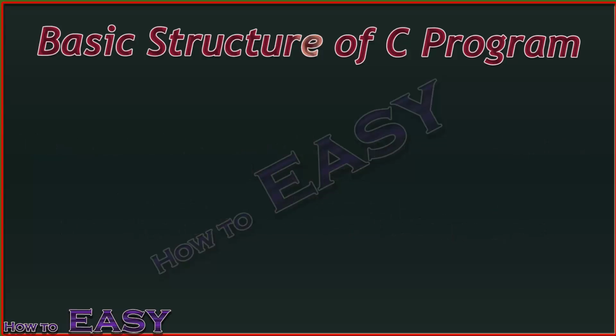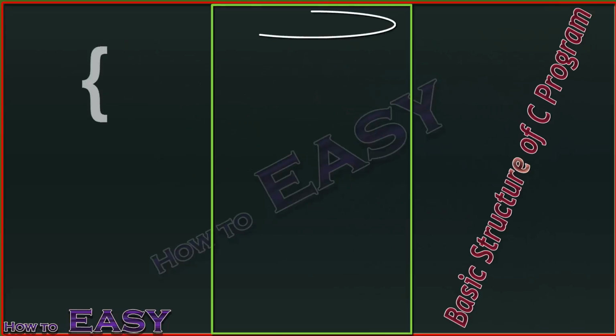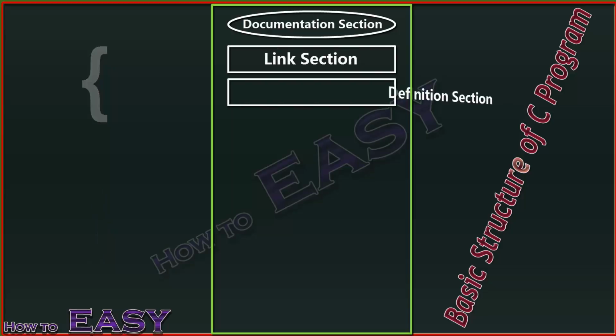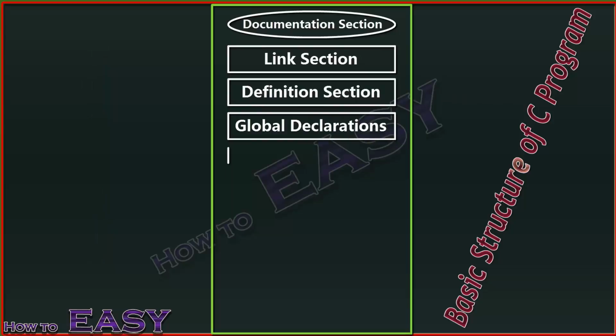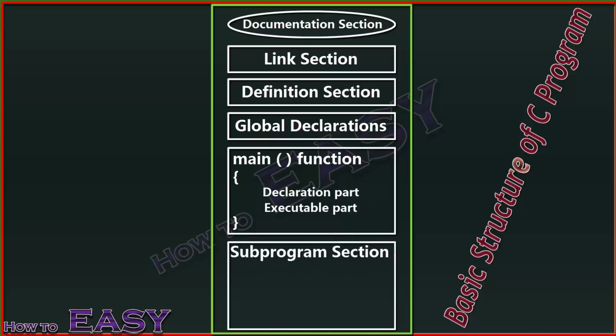Basic structure of a C program. The whole program is controlled within main, along with a left brace and a right brace. If you need to declare local variables, the executable program statements are enclosed within the open brace and close brace. This is called the body of the main function. The main function can be preceded by documentation, preprocessor statements and global declarations. Now let's talk about this structure clearly.